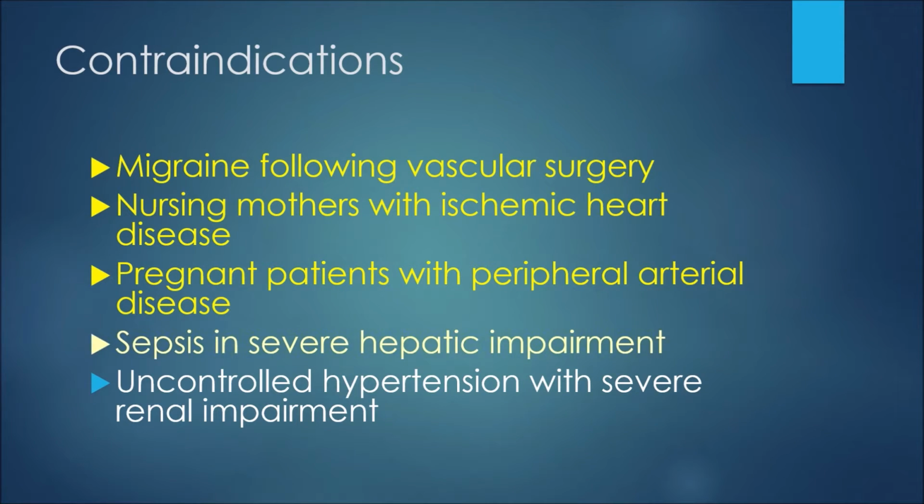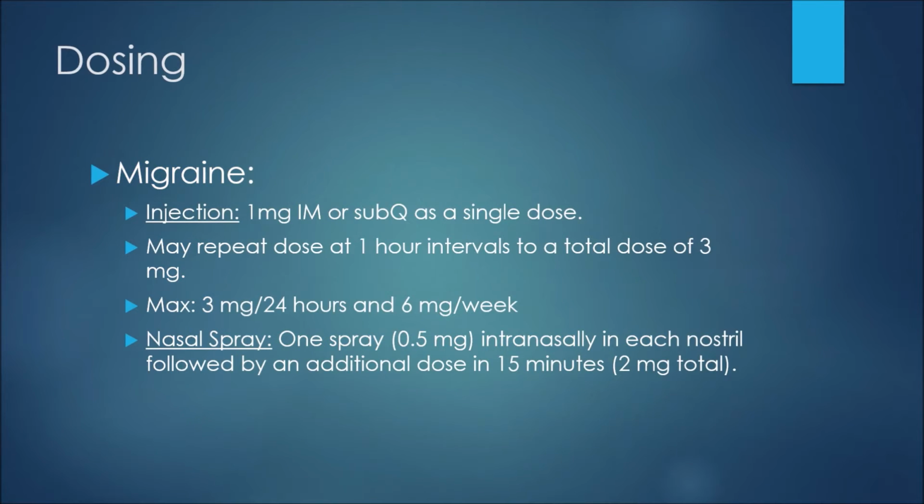Patients who have sepsis in the setting of severe hepatic impairment would not use this medication. And finally, this medication will be contraindicated in patients who have uncontrolled hypertension or high blood pressure with severe renal or kidney impairment. Now for examples of dosing with Migranal or dihydroergotamine.